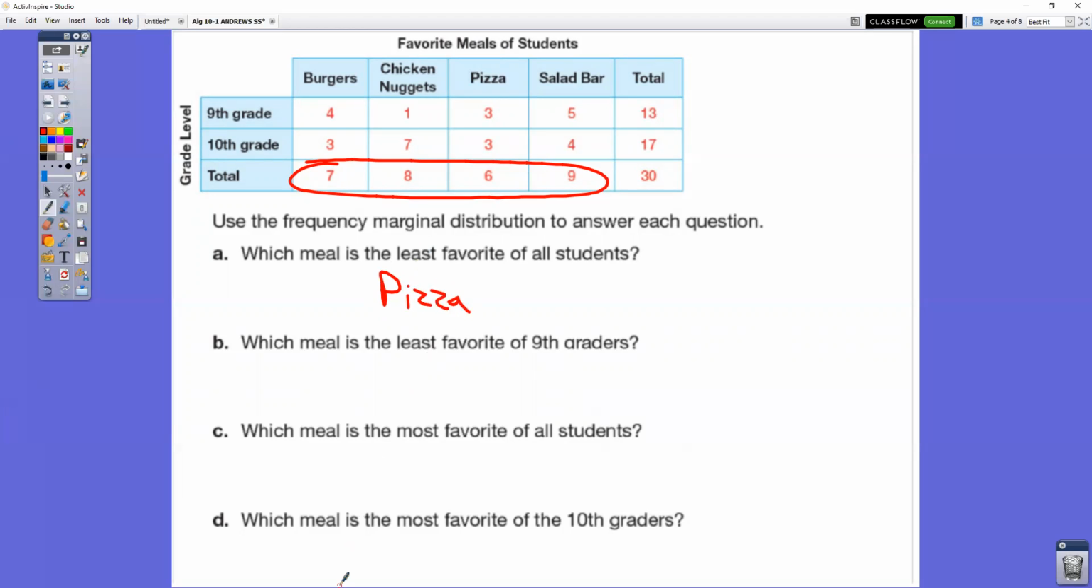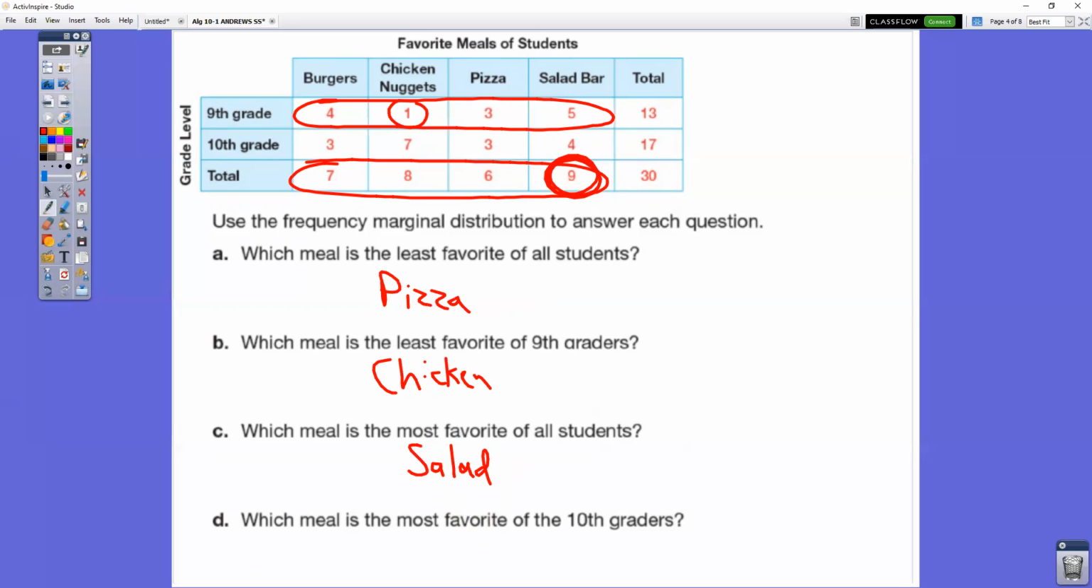Which meal is the least favorite? Oh, least favorite of 9th graders. I just gave it away before. Least favorite of 9th graders, we're looking right here. So the lowest would be chicken nuggets. Which meal is the most favorite of all students? So now we're looking at the highest number. The most favorite meal out of all students, this 9 would be your highest number there. So that would be the salad bar.